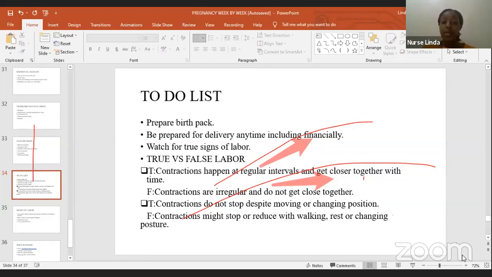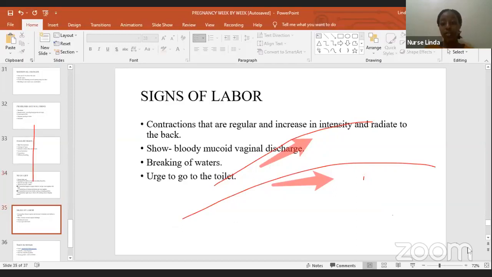Labor sometimes may not give you a warning, so you need to be prepared always. We said that they need to prepare financially, and at this point now, from the very first stage of labor, they need to understand what the signs of labor are. The signs of labor are contractions that are regular and increase in intensity. It starts as very small contractions, but with time, the contractions become stronger.